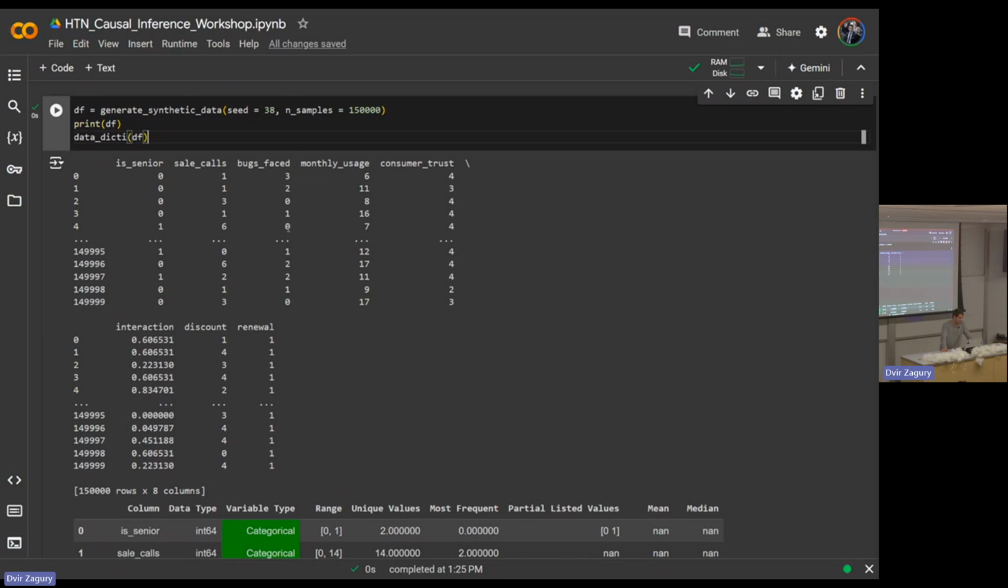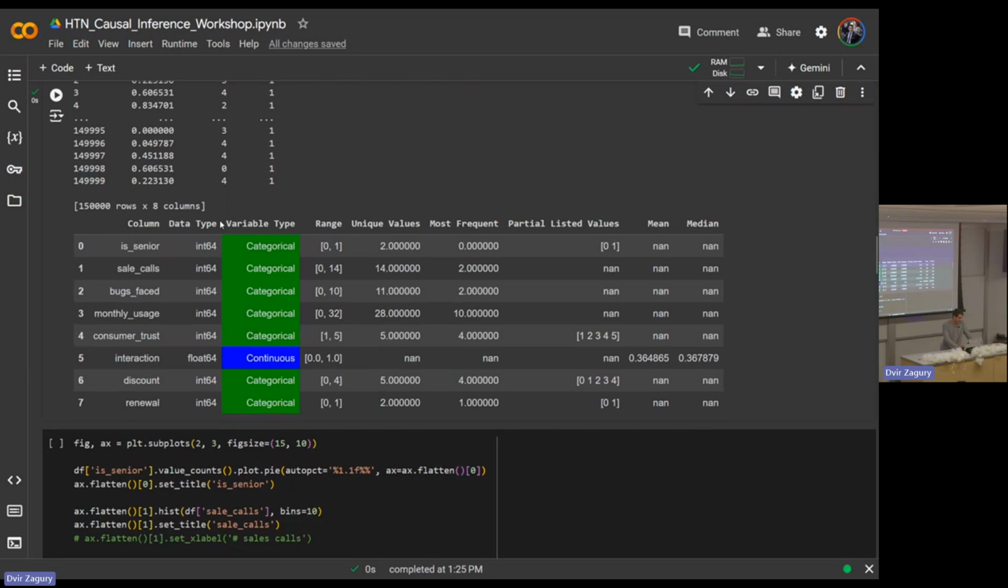And we see some variables. The first one is called is senior. We see that it's a binary variable, it's either 0 or 1, and that tells us that it's a variable determining whether someone is senior or not. Then we have sale calls. So it looks like a business problem. They have a number of sale calls, and it's an integer from 0 to 14, so it's ordinal as well.